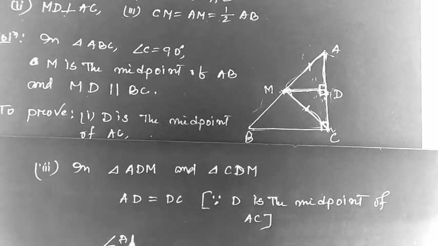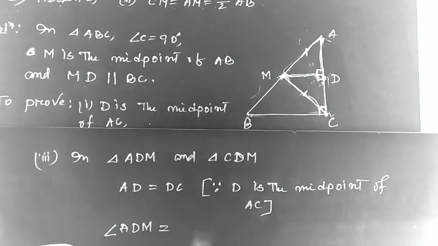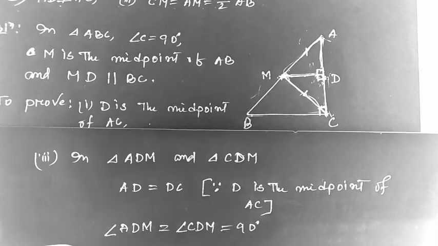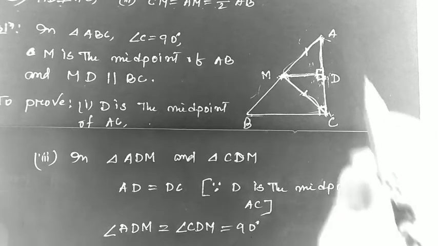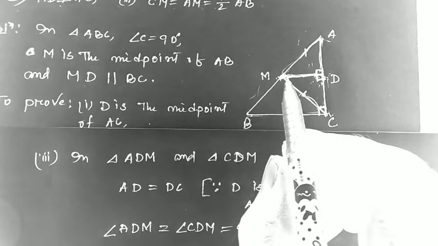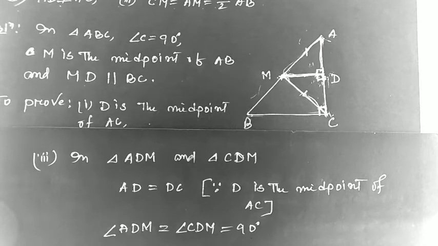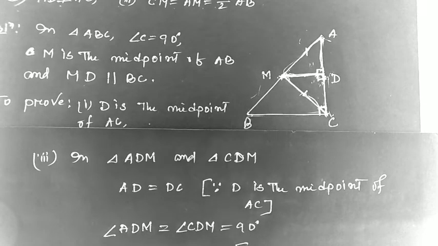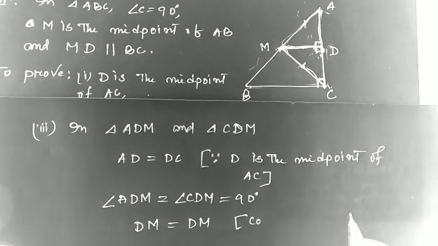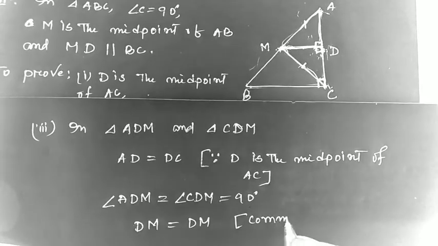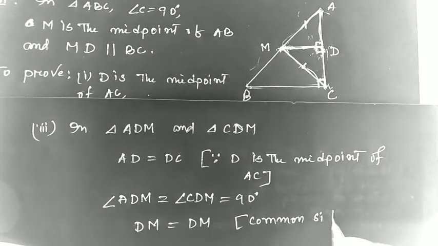Next, see this, since MD is perpendicular to AC, these two angles are 90 degrees. So we can write angle ADM is equal to angle CDM, and both are 90 degrees. That is why they are equal. And see, MD or DM is the common side for both the triangles, DM is equal to DM, common side.